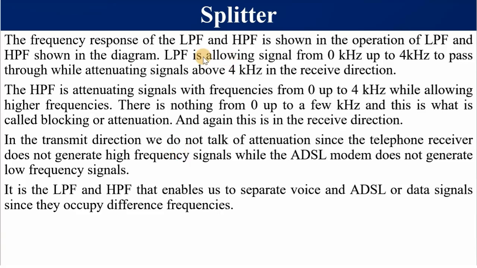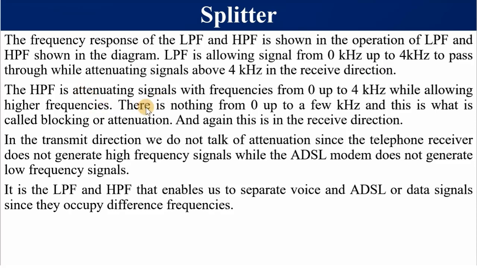So we talked about the low-pass filter and the high-pass filter, and we are saying the low-pass filter allows low frequencies of voice, that's 0 up to 4 kilohertz, to pass through, and it attenuates or reduces the amplitude of all signals above 4 kilohertz in the received direction. Please take note, this is important.